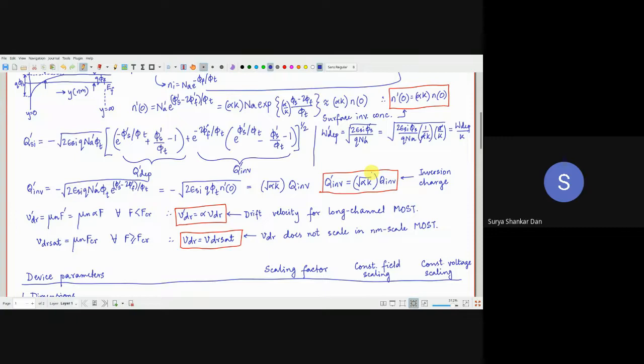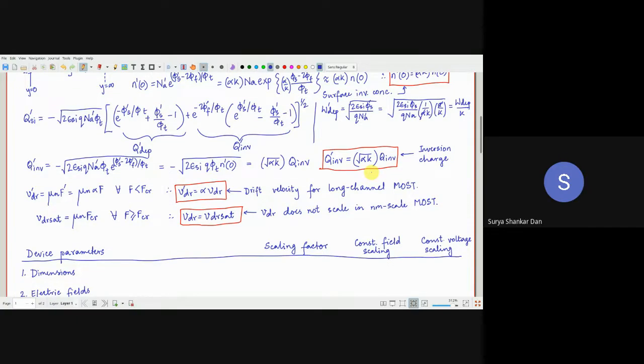Now, the last one for today's device related scaling factor is that drift velocity will be equal to mu n f dash. Now, when does this mu n into f come into the picture? Only when the field is less than the critical field. And the drift velocity will be equal to mu n into f as long as the field is less than the critical field. Remember that drift velocity curve.